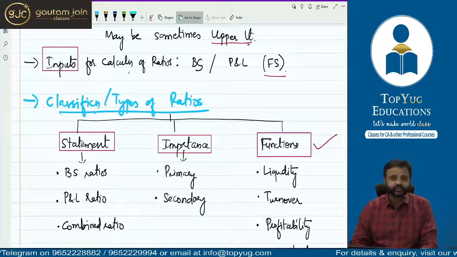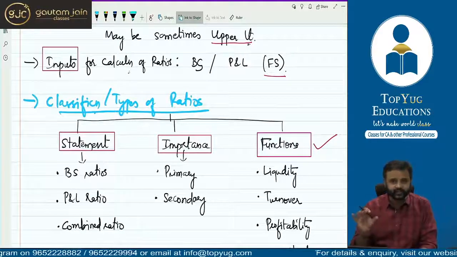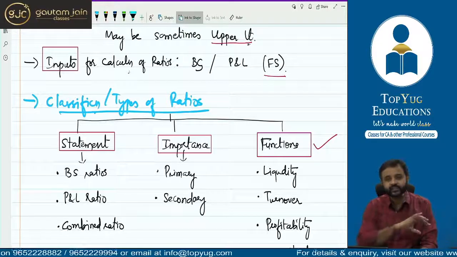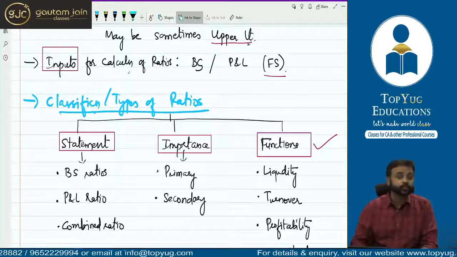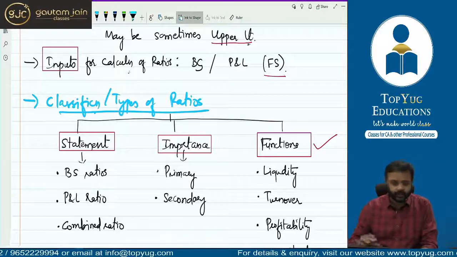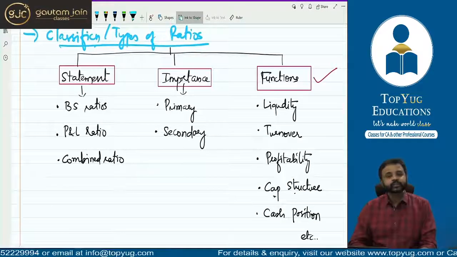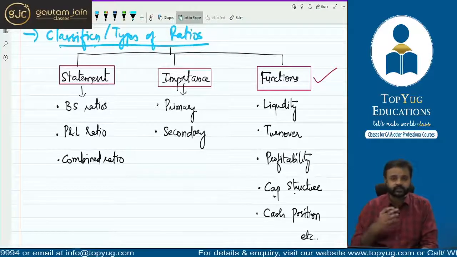So we said balance sheet, P&L, right? That's nothing but the financial statements. So that is where we were saying the knowledge of accounts is important here, right? The output of accounts can be input of the financial management, correct? Then talking about the different types of ratios, we said it can be classified on various bases.